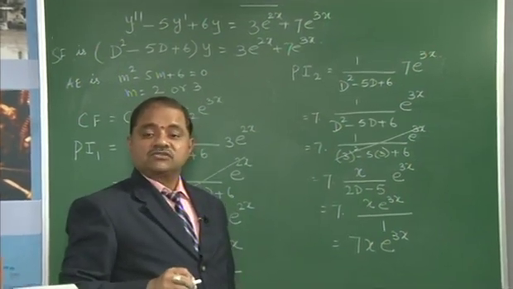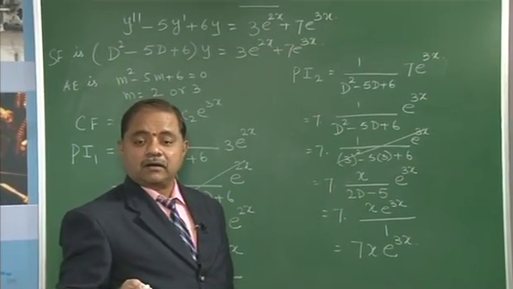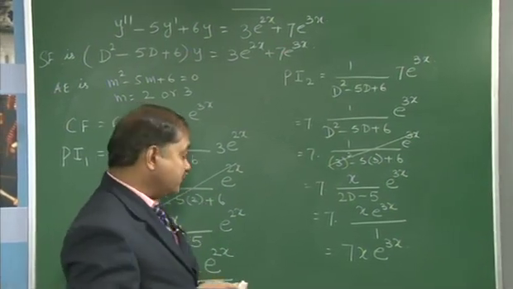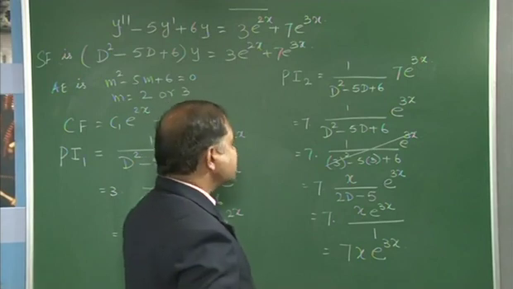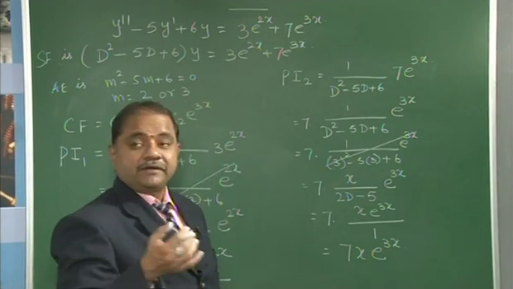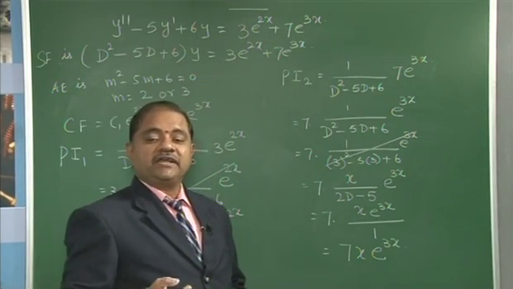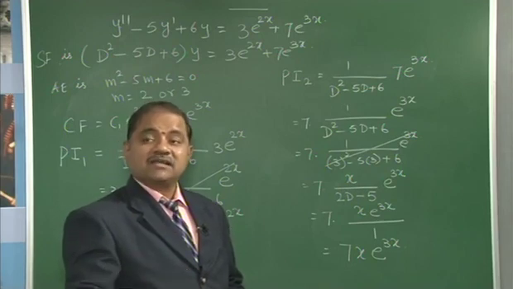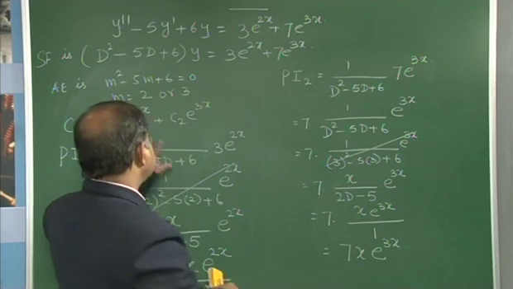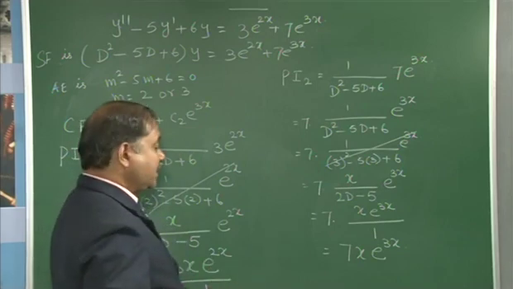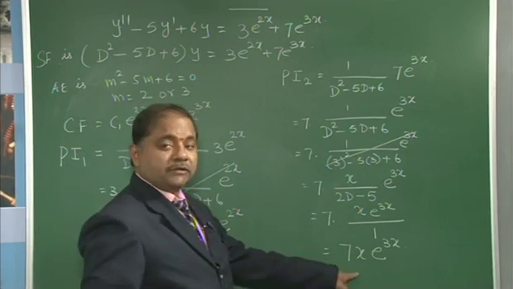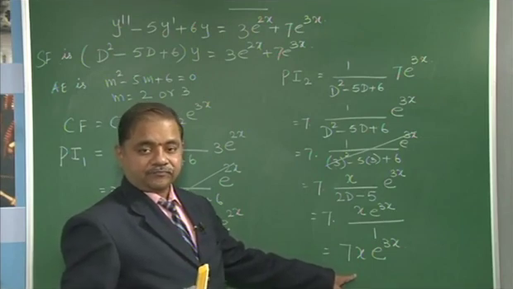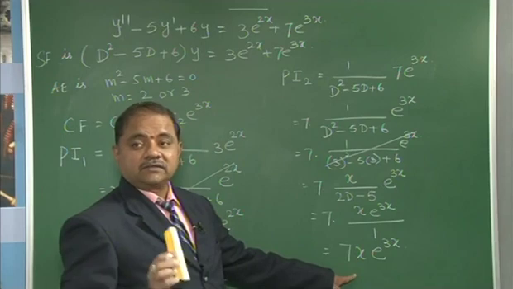What is the solution? Again, y is equal to CF plus PI1 plus PI2. This is your CF, this is your PI1, this is your PI2. Add all the three factors.